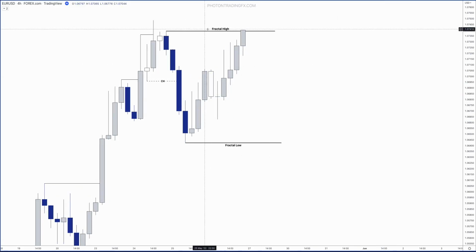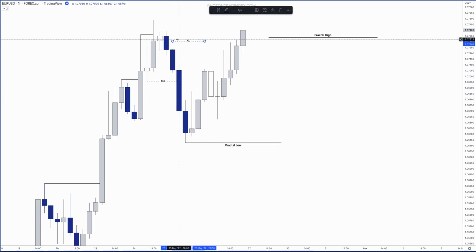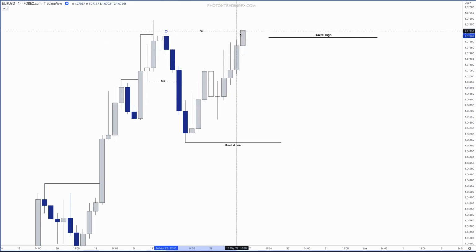Okay, there the range breaks, right? So now we have a bullish change of character because it was bearish and now it's shifted bullish because price has traded higher than that high. So where is our fractal low? Well, we look back, where was the last candle to fail to break the previous candle's high?